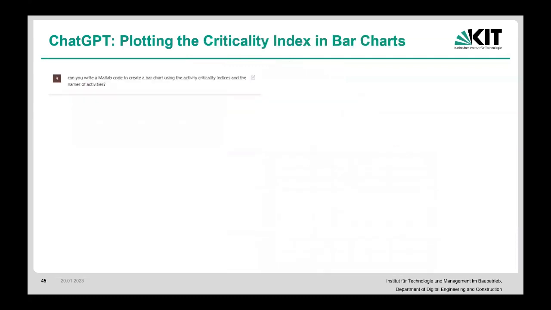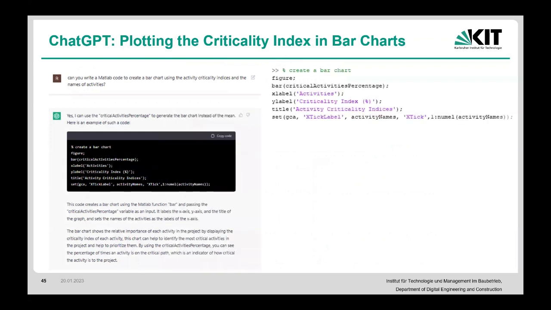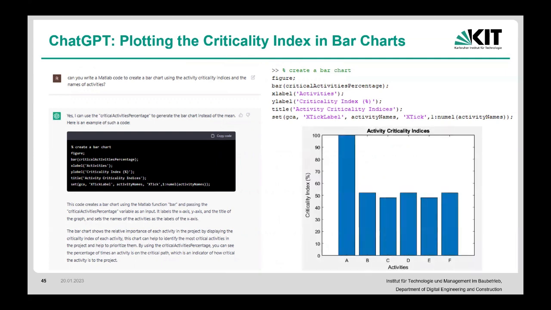Okay, so now you have the S-curve. Can you write MATLAB code to create a bar chart using the activity criticality index and the activity names? Sure, why not? It basically puts it there. At this point, you don't even need to know what the bar does, what these labels do, and everything else. And it gave us the criticality index.